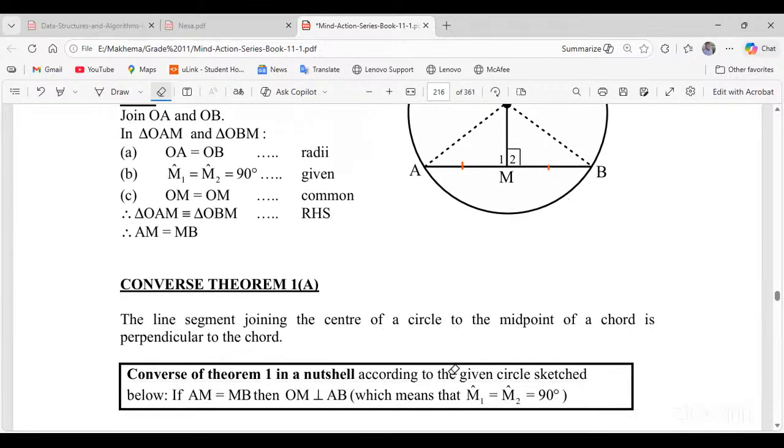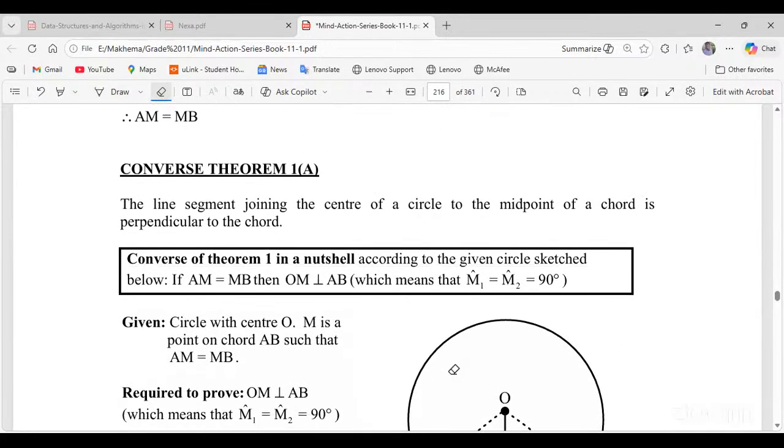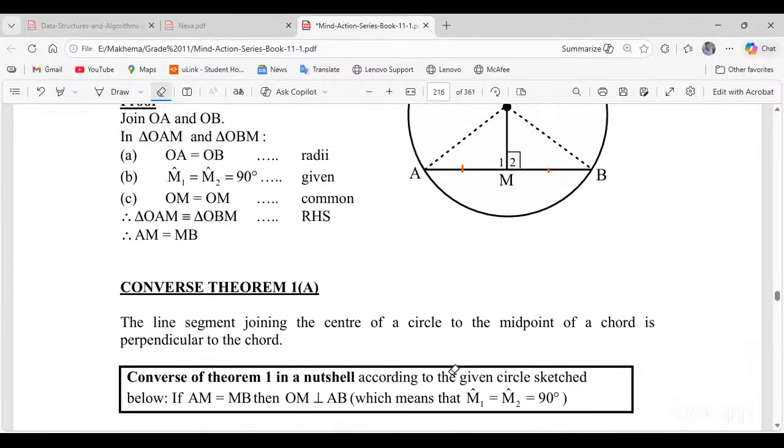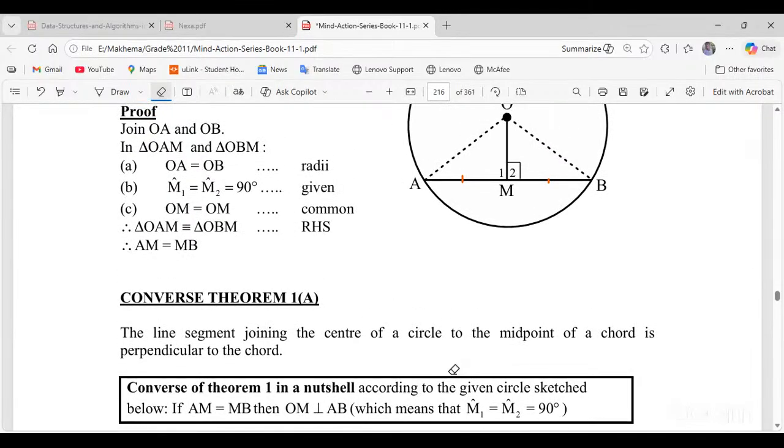Now we are going to proceed to the converse of theorem 1. So converse, we are doing what we have learned in the theorem, now we are doing it in reverse, right? Because up there we were given that some lines are perpendicular, which is the line drawn from the center to the chord. Those lines are perpendicular, and we were given that the line from the center bisects the chord. We had to prove that AM is equal to MB.